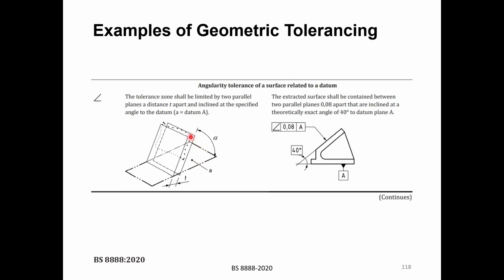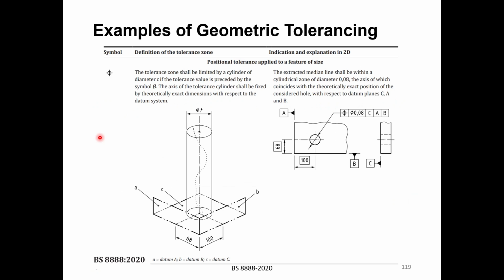And then we say that the surface could be anywhere between these two theoretical surfaces, as long as it is between them, it should be acceptable. So this line could be tilted a little bit above or a little bit below, but as long as it is within these defined surfaces, we should be fine. And this is the symbol for the angularity.